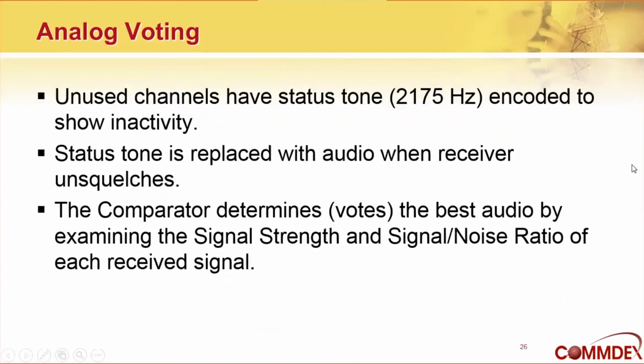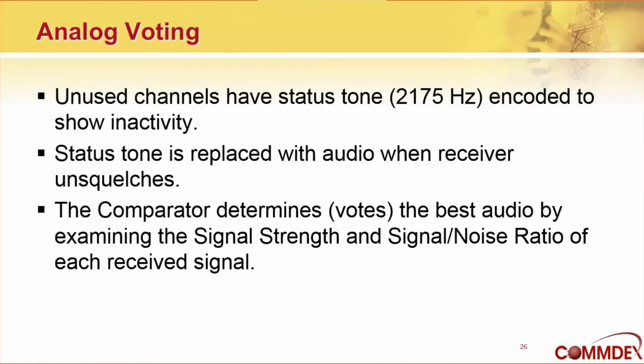Analog. So for analog voting, what we do is we have a connecting link between all the receivers and the comparator. And when there's no activity on these links, we send a status tone of 2175 hertz. And the purpose of that is to determine that the channel is still available and it's not dead. So when audio comes in on one of the receivers, that tone goes away and is replaced with the audio.